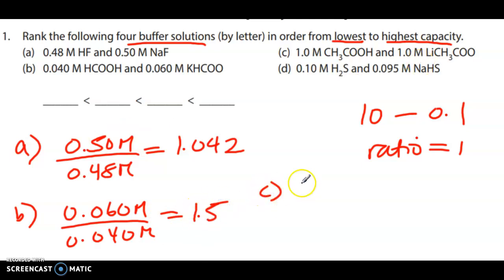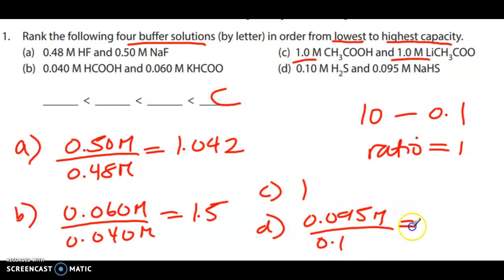Our C is exactly 1 because they are equal quantities. So we can see there that that's going to be our highest capacity right away. And then for D, we have 0.095, our base, over our acid. So that is 0.095 divided by 0.1, which is 0.95. So we have here C.